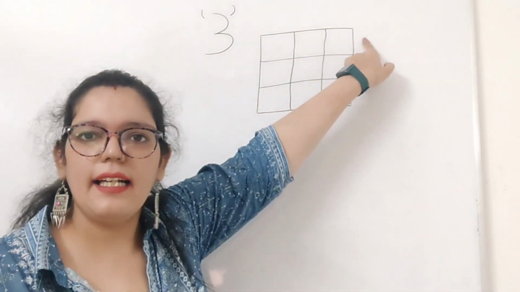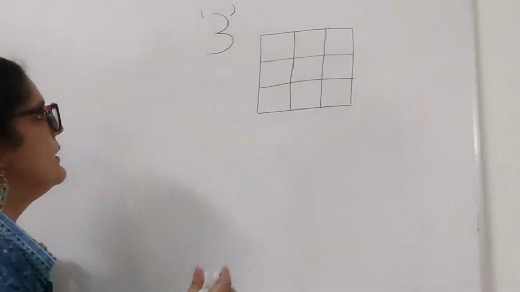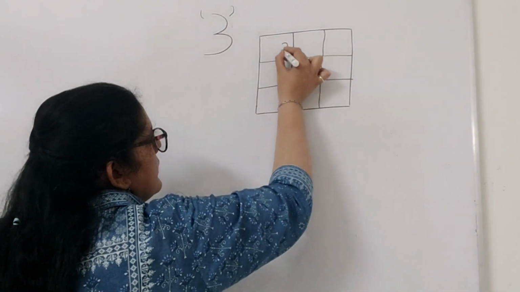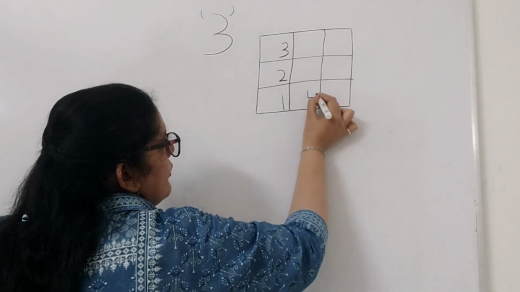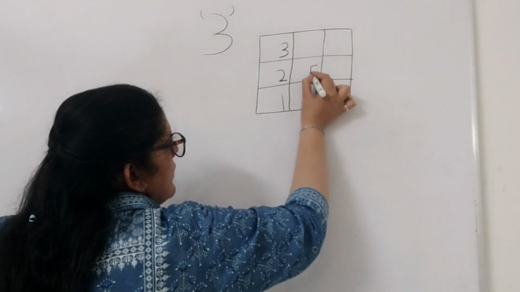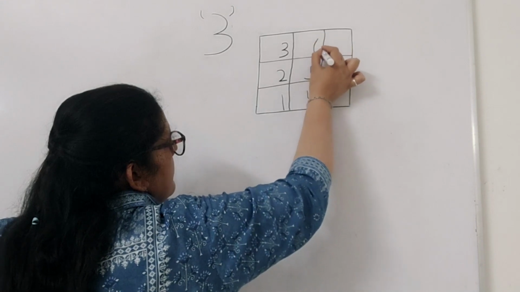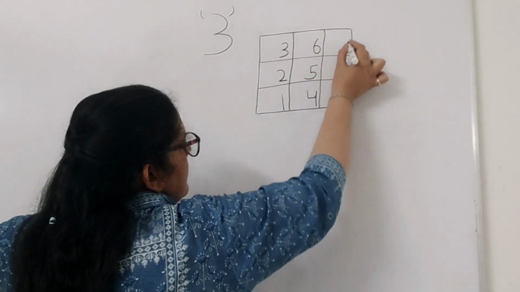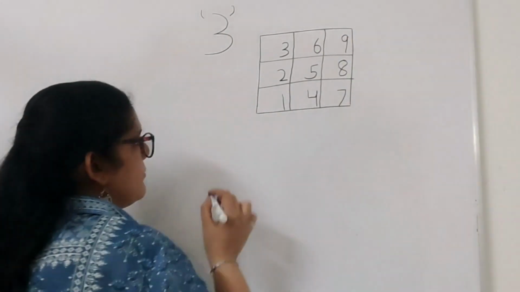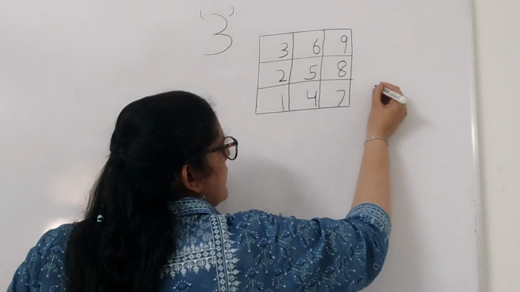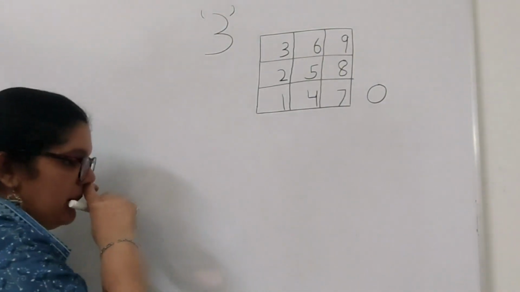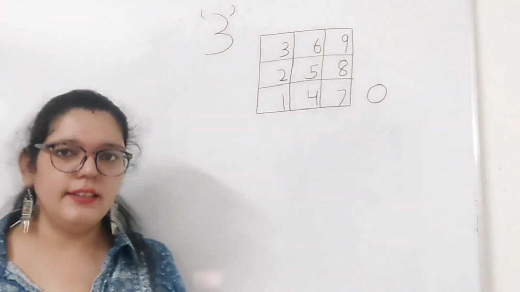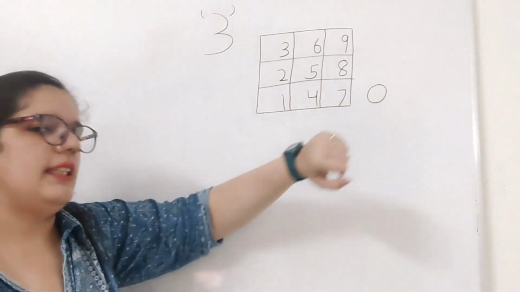Like 1, 2, 3, 4, 5, 6, 7, 8 and 9, and we will place a 0 outside, as we have 3 times 10, that is we should have 10 digits here. So we will place a 0 outside.